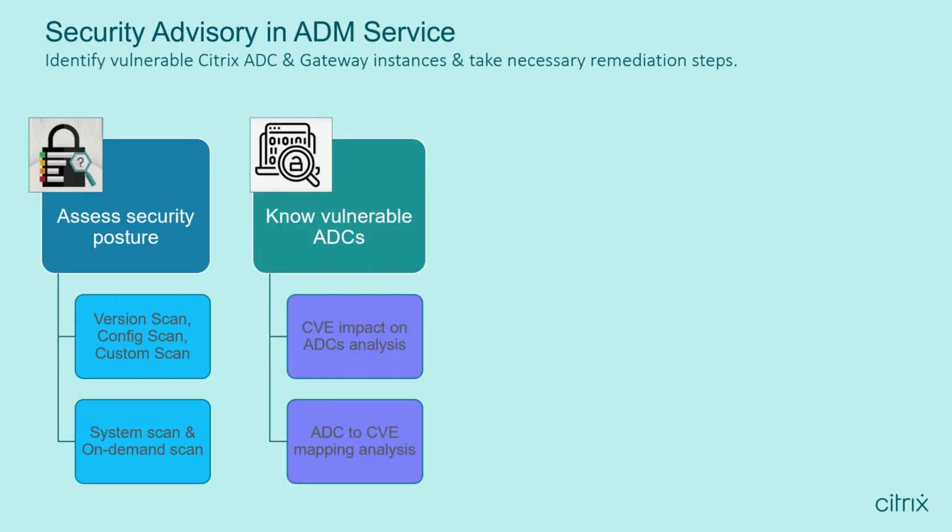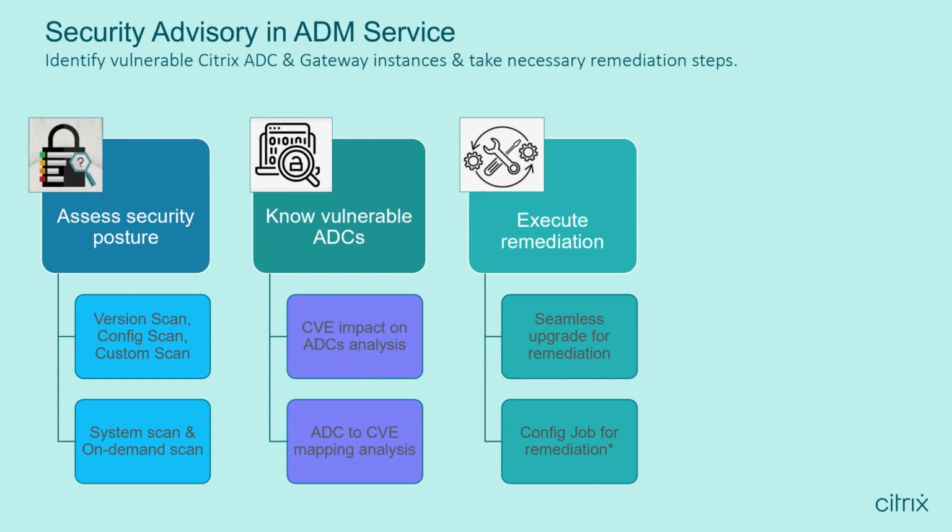With that, you will know the vulnerable ADC inventory. You have two ways to view the data. CVE impact on ADC analysis, that is, we will show you the CVE listed name and the number of ADCs impacted. And we will also give you a flip view of the number of ADCs listed and how many CVEs impact them. We'll take you through how it shows up on the UI.